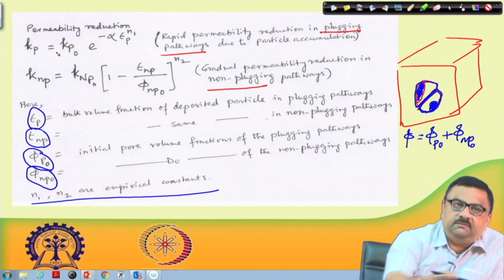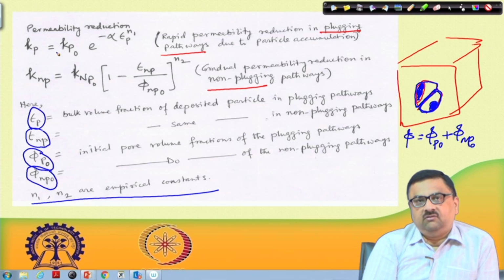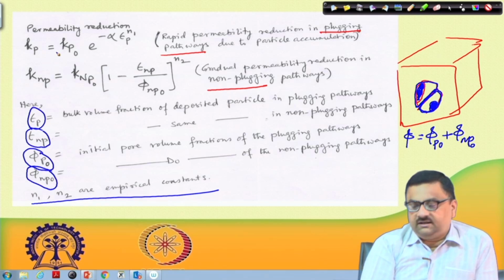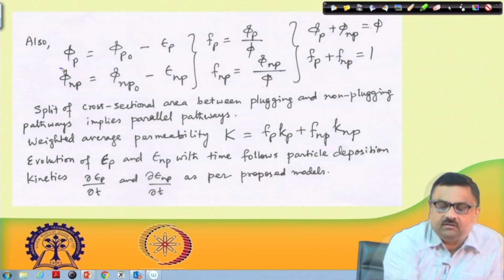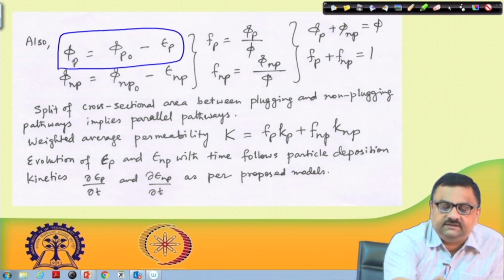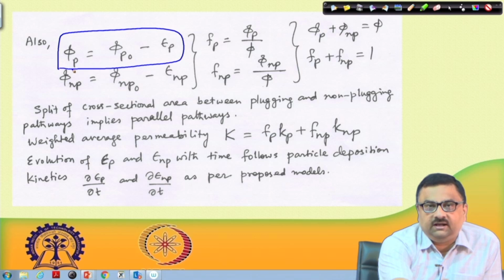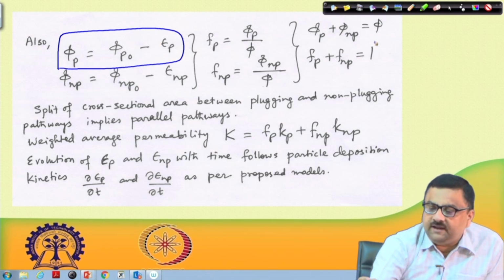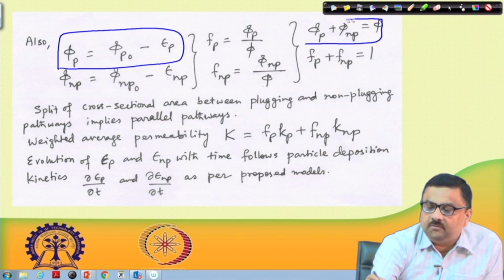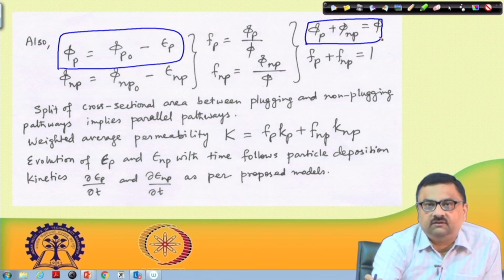So, this is how the permeabilities will change depending on how these fractions are changing. I may note here that this is the porosity of plugging pathways. This was the initial porosity minus a fraction which is already gone. So, at any time, phi plugging and phi non-plugging add up to the total phi.